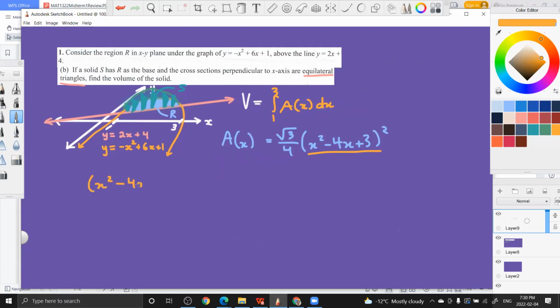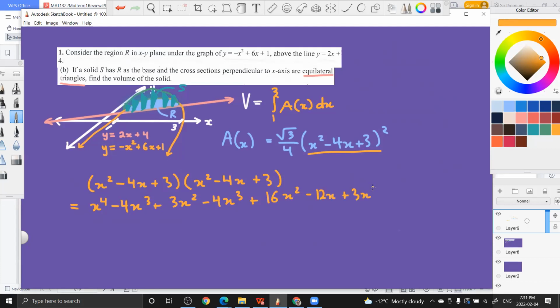X squared minus 4x plus 3 to the power of 2. That's the same as this multiplied by the same thing. That's the same as x to the power of 4 minus 4x to the power of 3 plus 3x squared, minus 4x to the power of 3 plus 16x squared minus 12x plus 3x squared minus 12x plus 9.